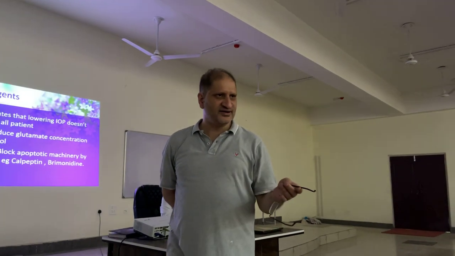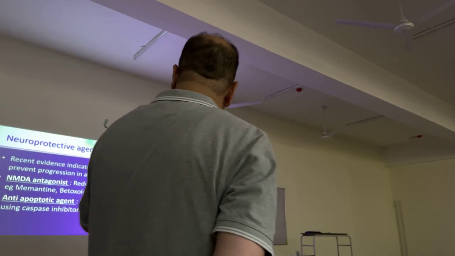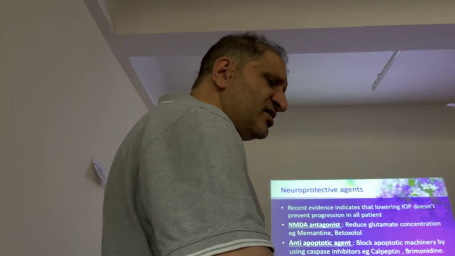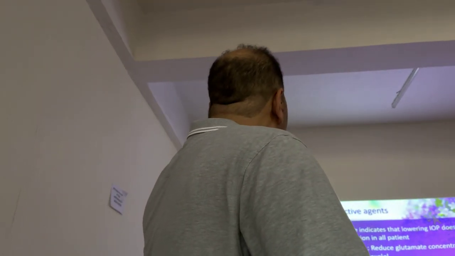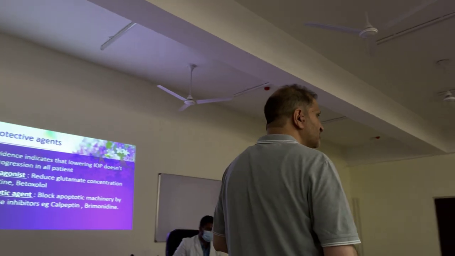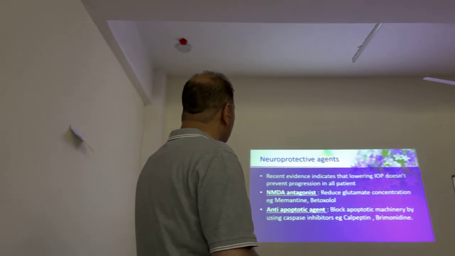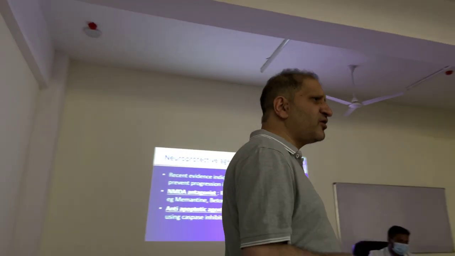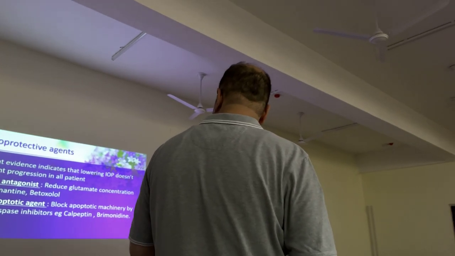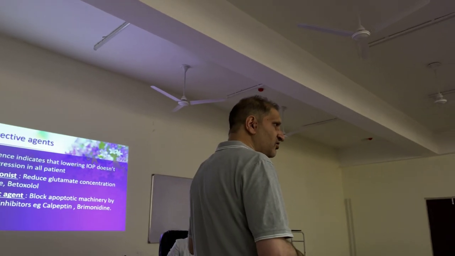Next, neuroprotective drugs. I have told you some of the drugs primarily. Rocaine is neuroprotective, but they are in investigation only. One is the NMDA antagonist, which reduces the glutamate level, like memantine, even pitoxinol. But these are all investigational. Anti-apoptotic drugs, the way I told you, brimonidine or rho kinase inhibitor, can inhibit apoptosis.